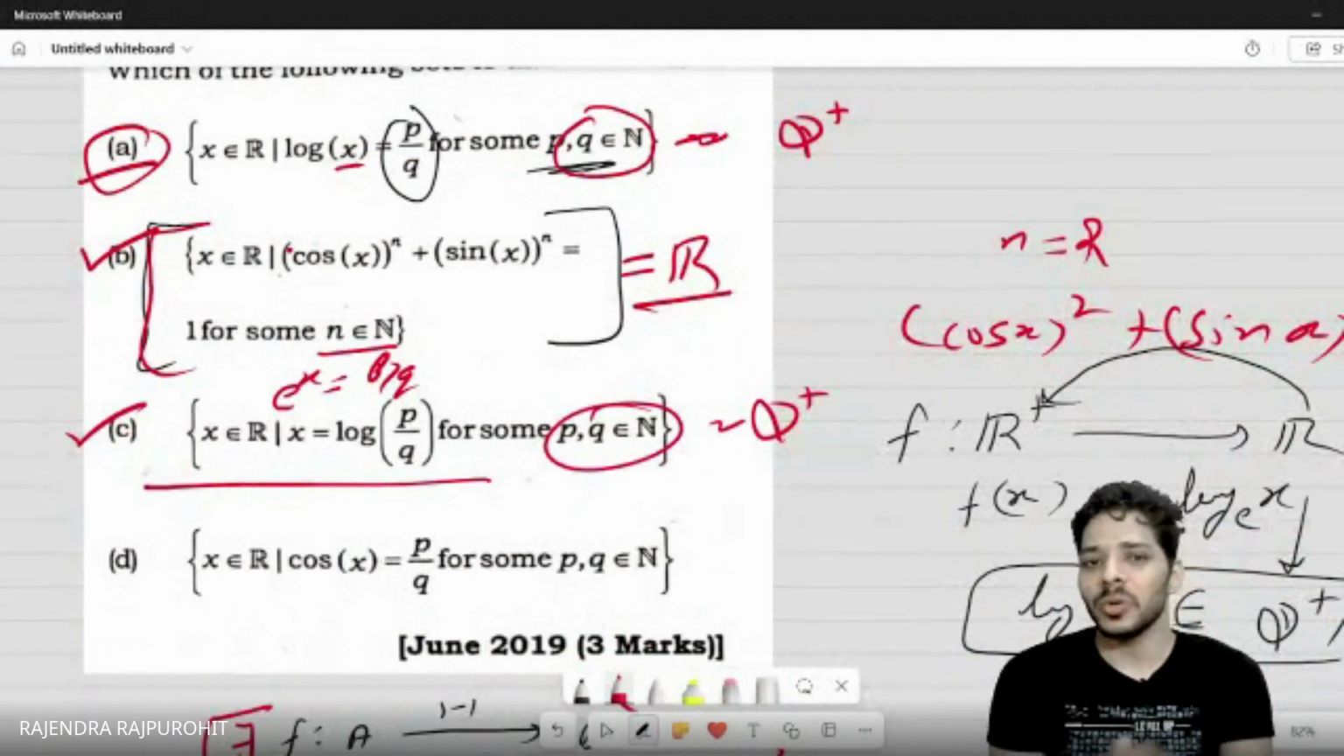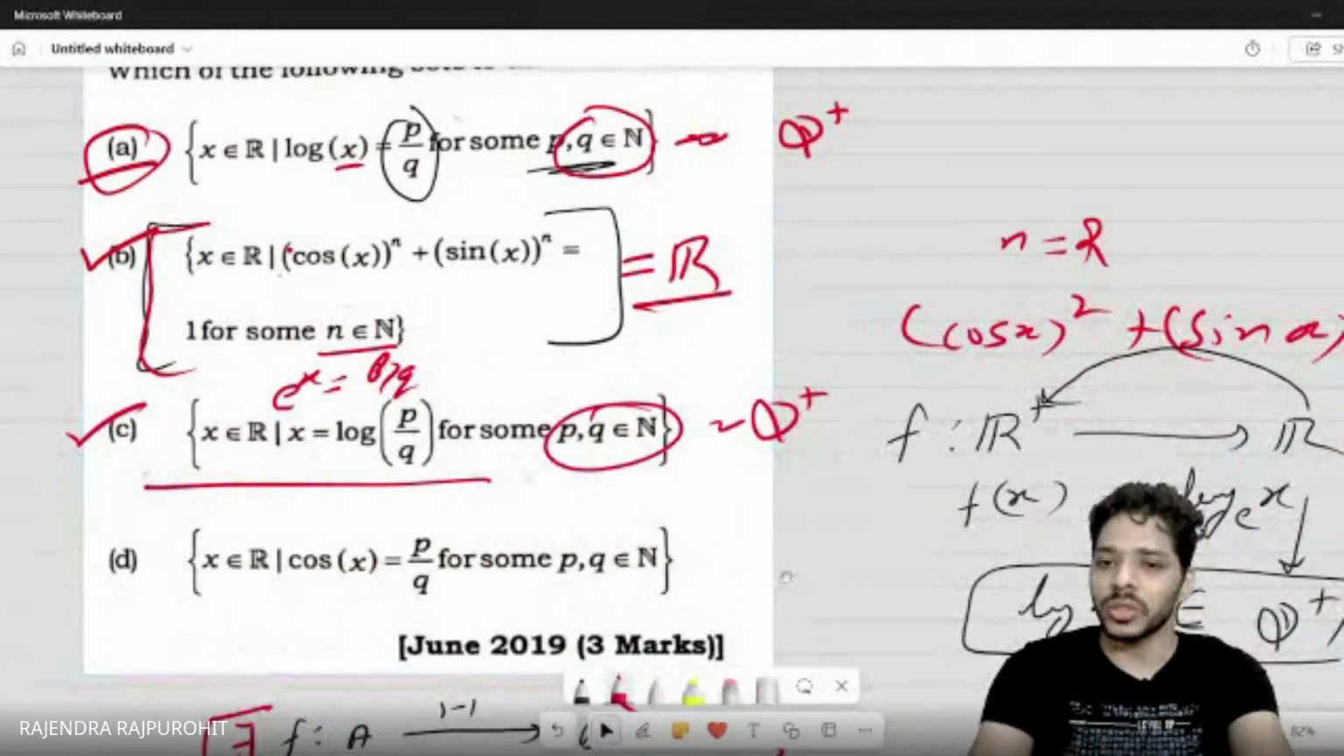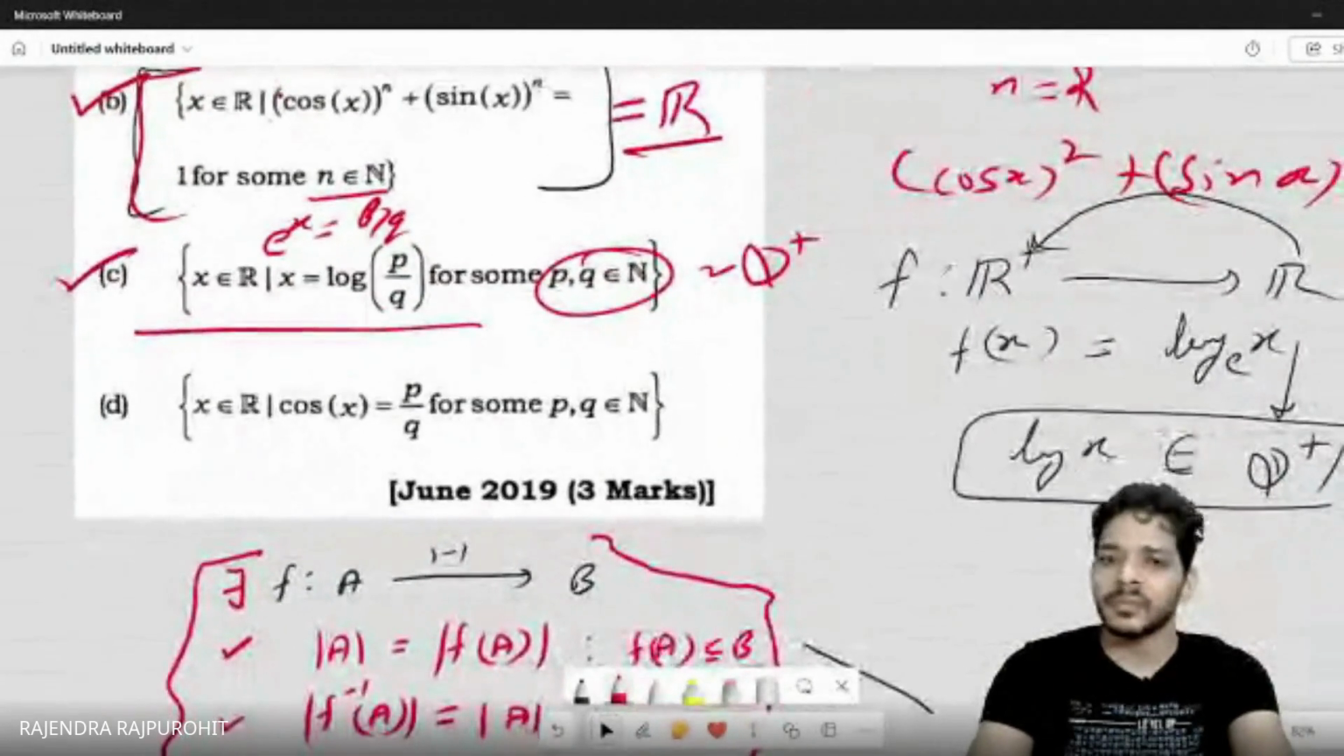Now the problem is in option D. How do we show that D is also countable? Anyone? Why is D countable?